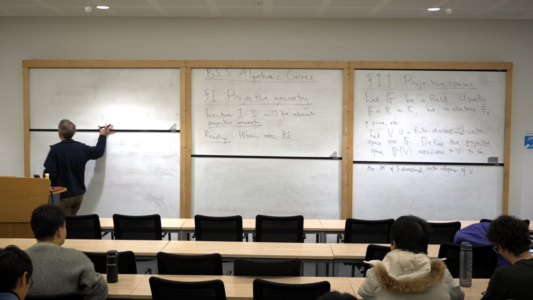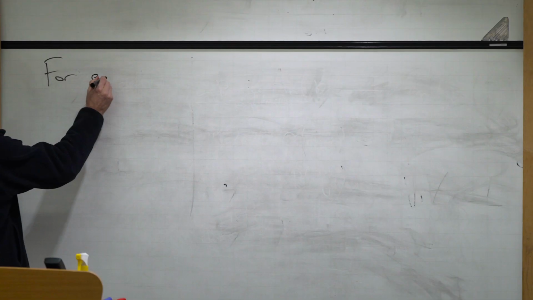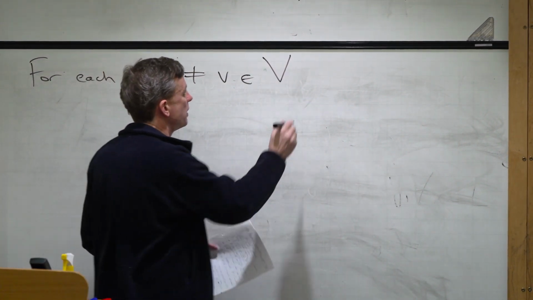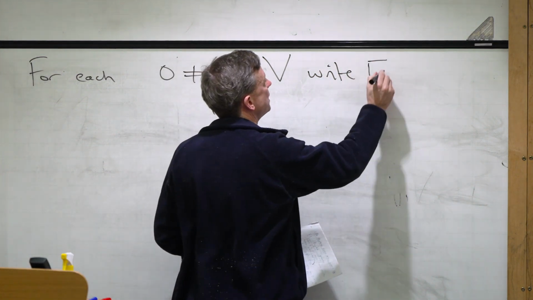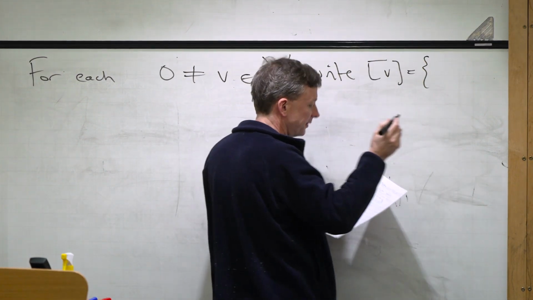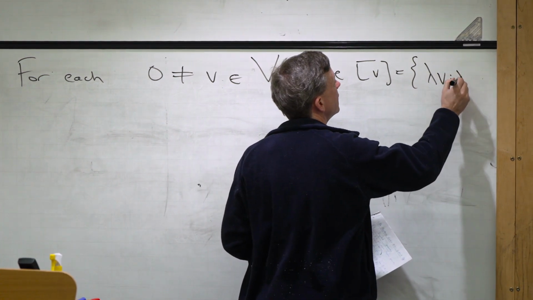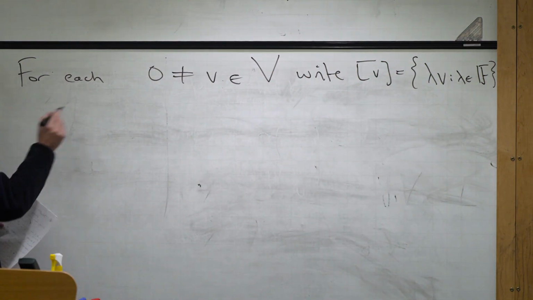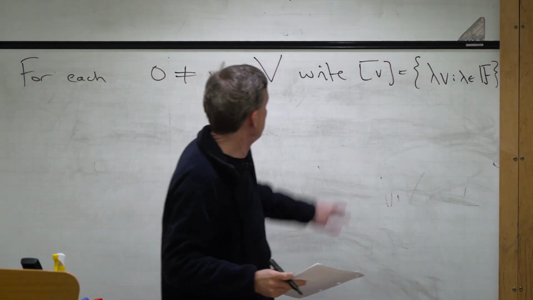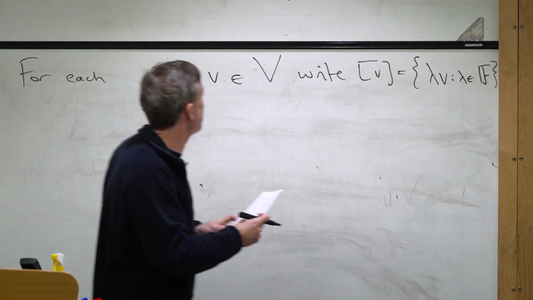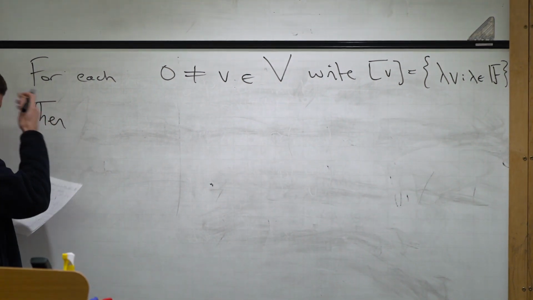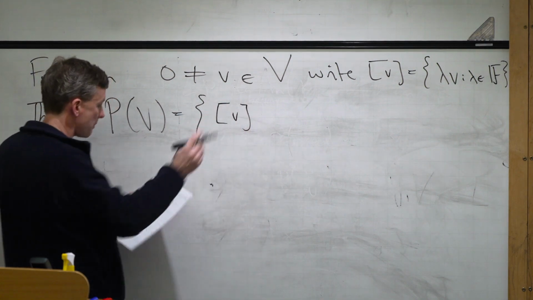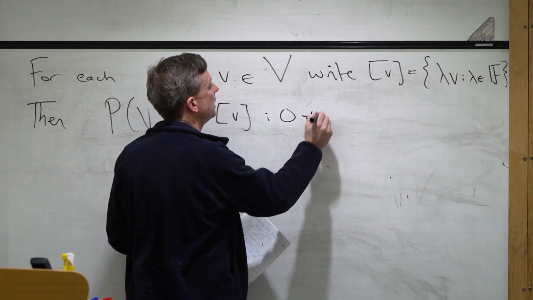Okay, so let's have some more notation. For each non-zero vector little v in big V, we write square brackets little v for the set of all multiples of v, so that's all lambda times v for lambda in our field F. So then that's a point in P of V. Little v is a basis vector for that one-dimensional vector space, and P of V is exactly the set of all points [v] for little v a non-zero vector in big V.